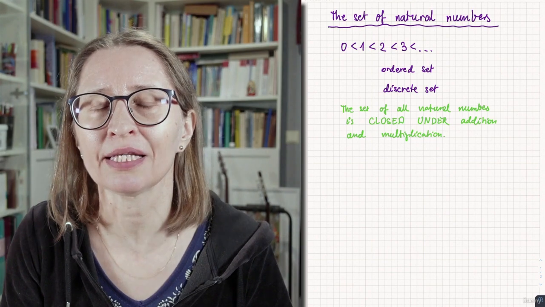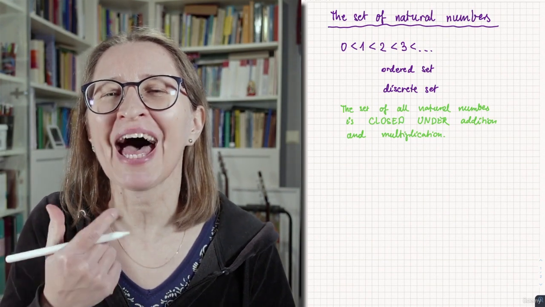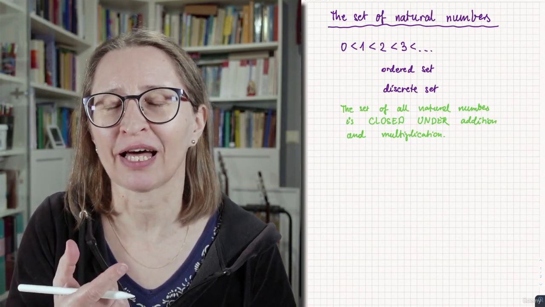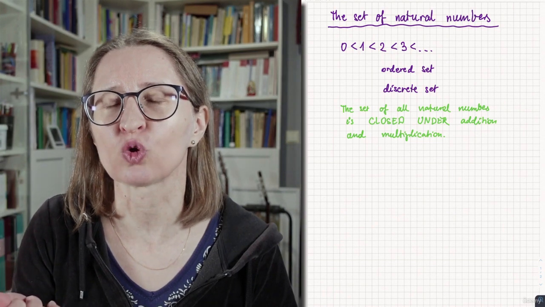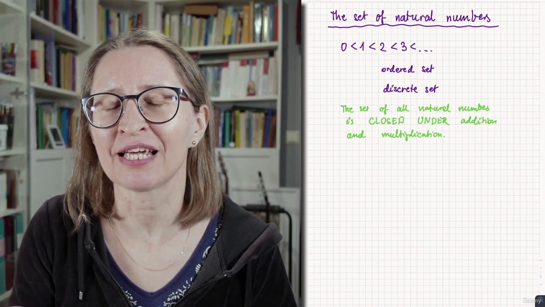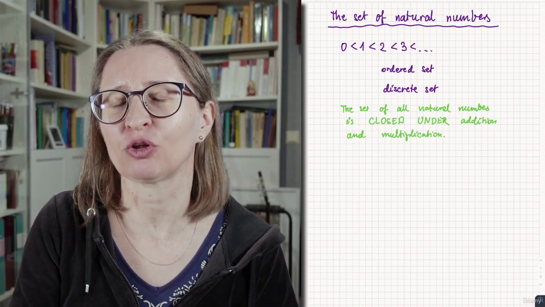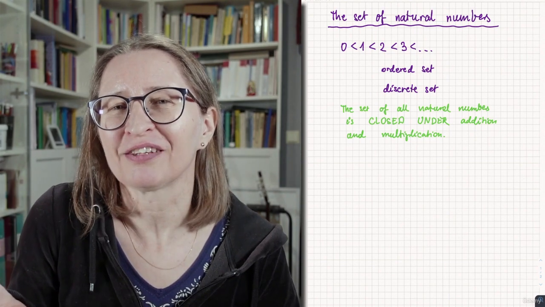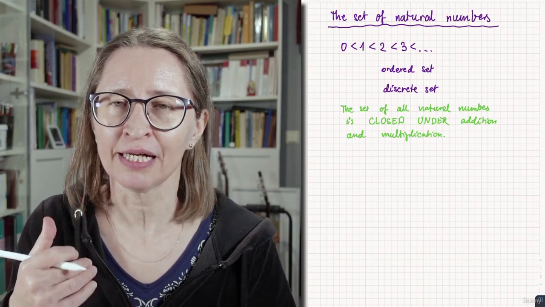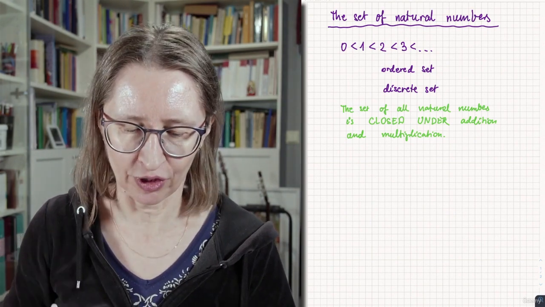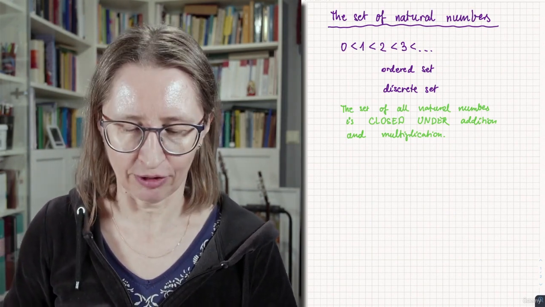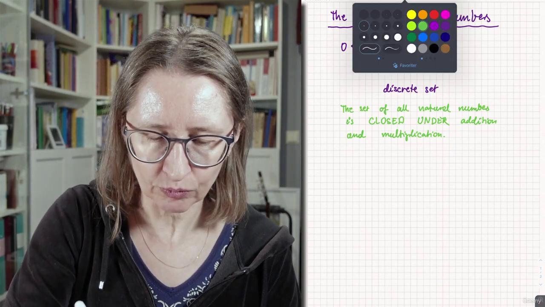And what does it mean? It means that if you add two natural numbers, the result will also be a natural number. If you multiply two natural numbers, the result will be another natural number. This means that the set is closed under addition and multiplication.